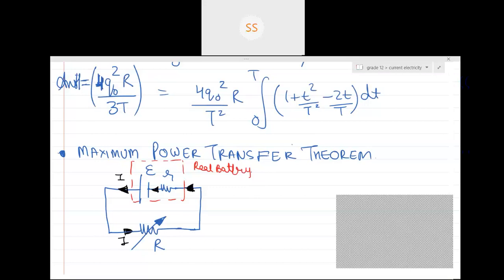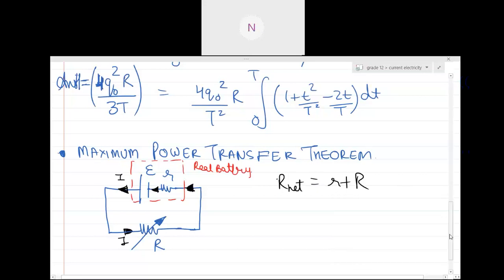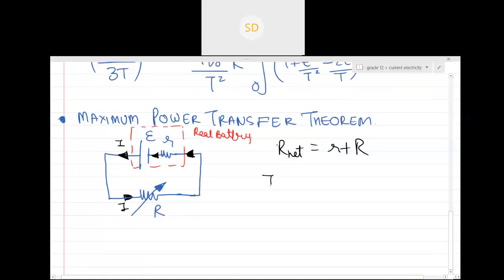R plus r. Where did Ir come from? The net resistance will be R plus small r, the internal resistance only. So basically this will be the net resistance, and what will be the current over here?